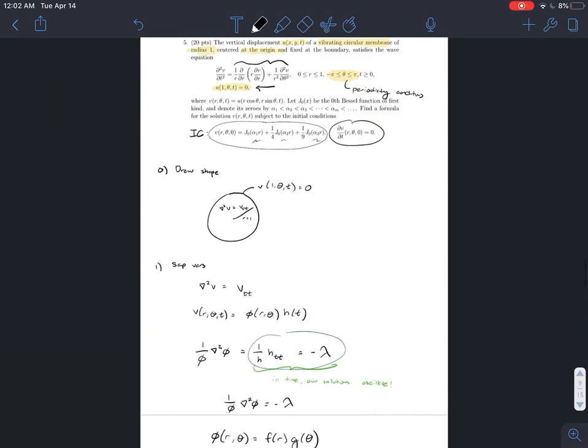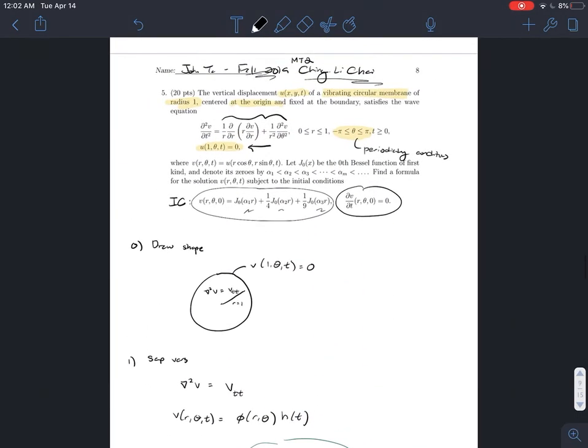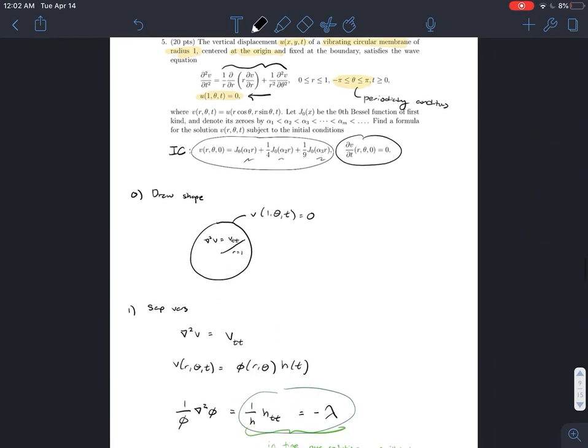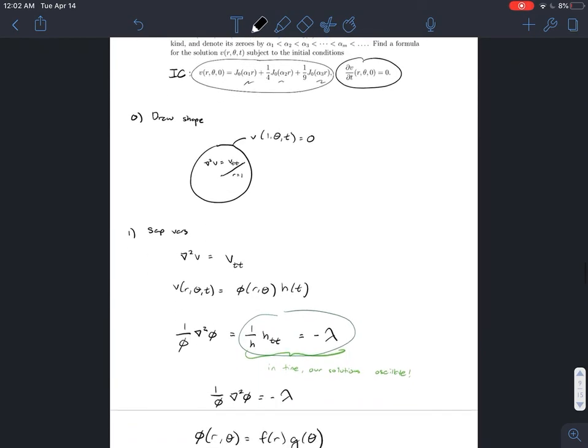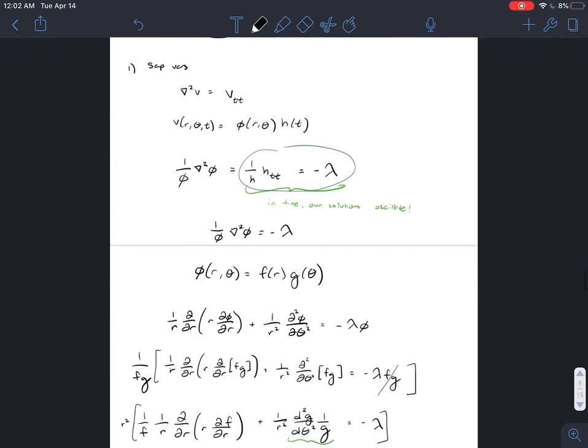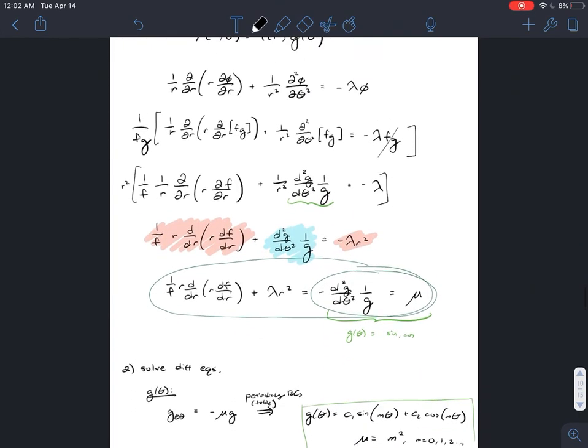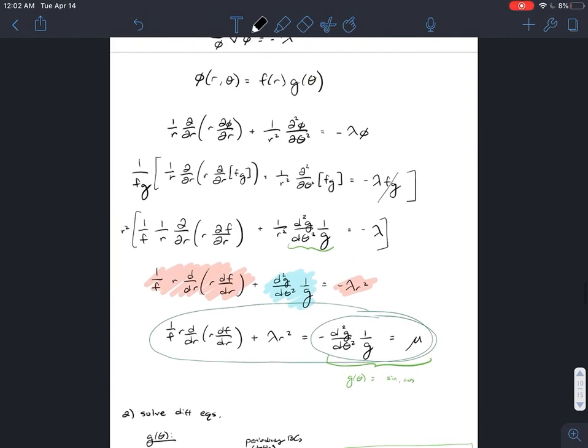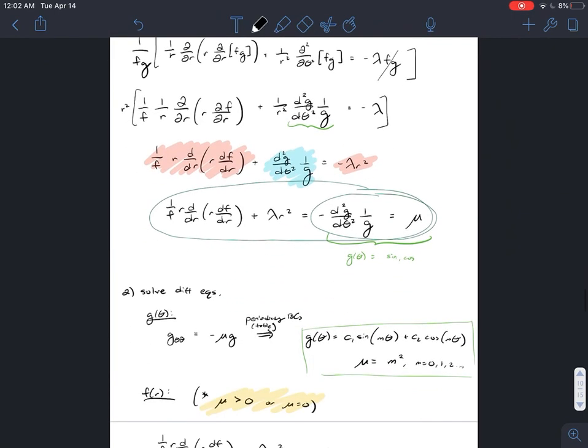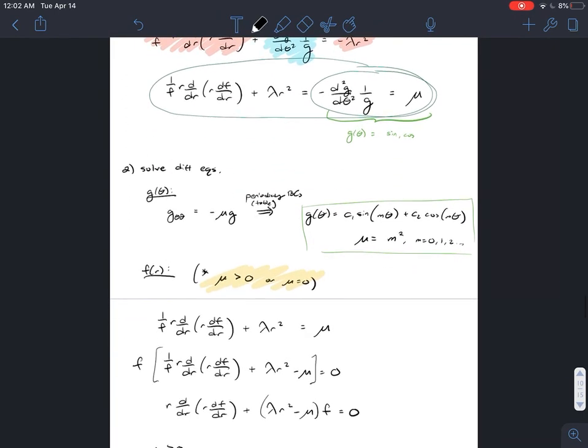So just a quick overview of what we did. We were approached with this problem with a nasty initial condition, so we drew the shape to figure out what was going on there. We separated the variables and then justified that we have two different separation constants. And then we knew that we had to solve these differential equations, and we chose to solve the g of theta differential equation first because that would give us solutions to eigenvalues more quickly, specifically mu is equal to m squared.